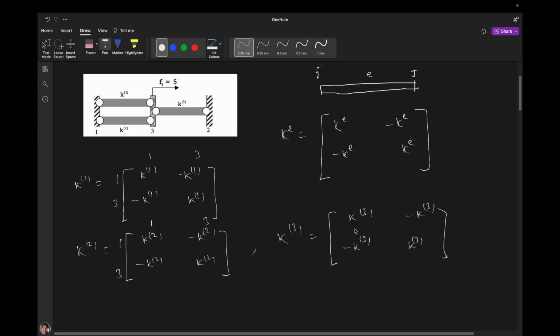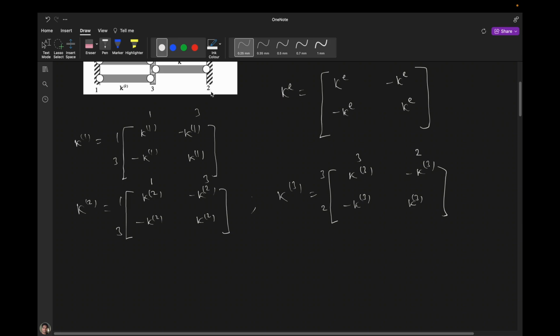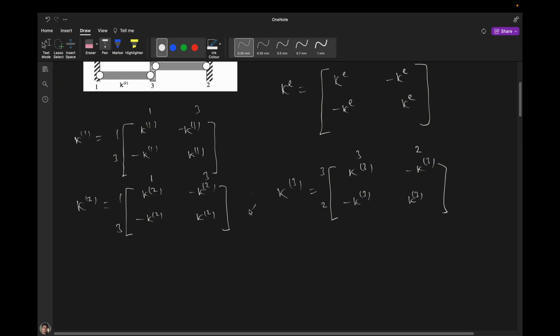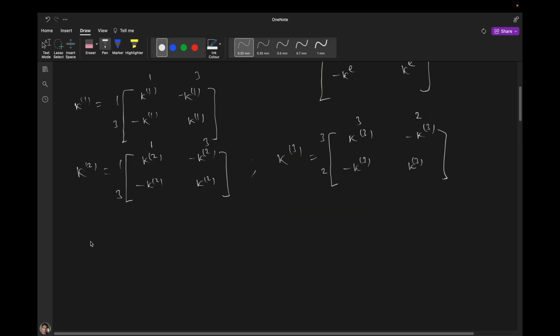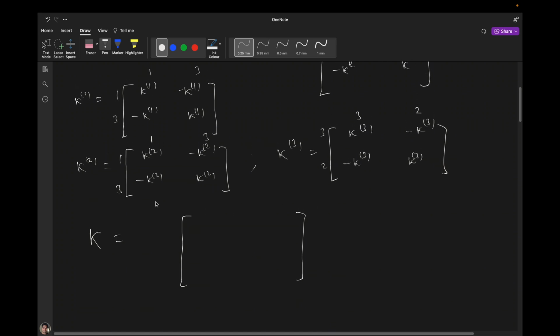Similarly for bar 3, I should mark here 2 and here 3, so 2 and 3. Now what should I do? All these are local stiffness matrices of each element. Now I have to write the global stiffness matrix, capital K. So I have to merge all these three stiffness matrices.